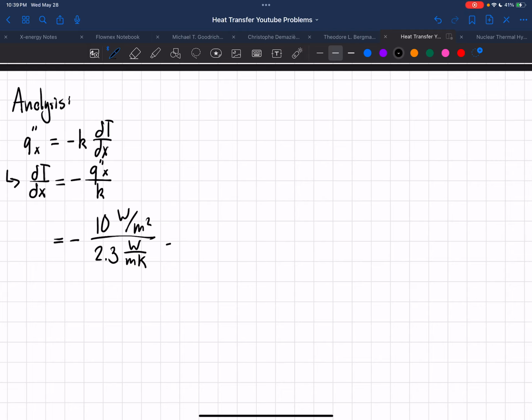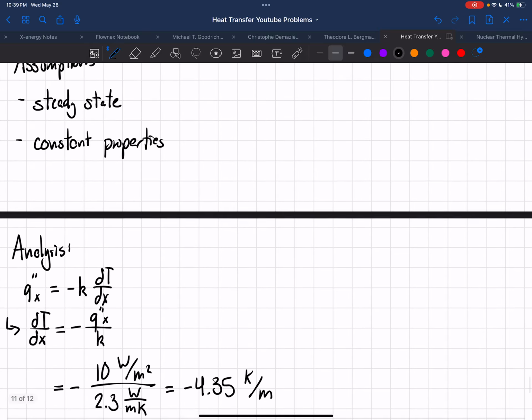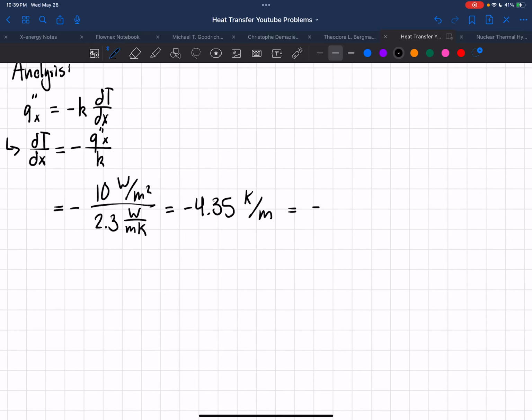And if you do that math, that is minus 4.35 Kelvin per meter. And the kind of trick question here is this is actually also minus 4.35 degrees Celsius per meter. So since the Kelvin here represents a temperature difference, and that temperature difference is going to be the same in both Kelvin and degrees Celsius, the temperature gradient value is the same in either units, right?